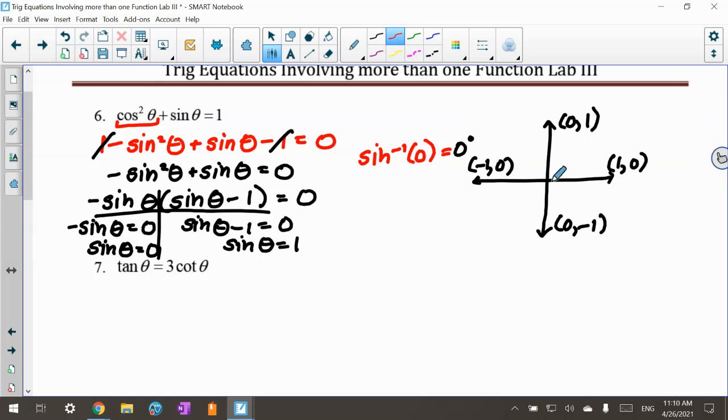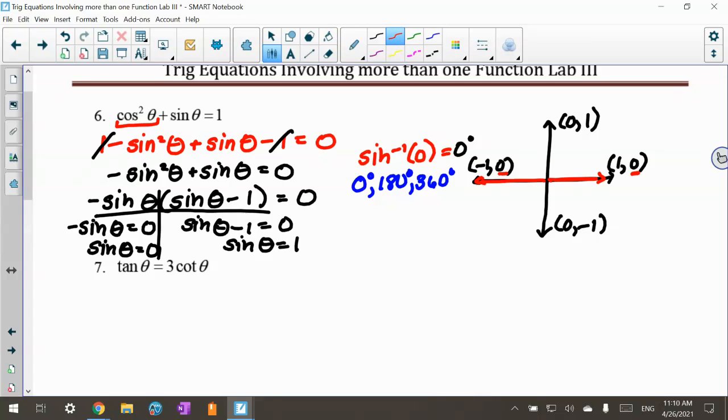But remember, you have 0 degrees. Sine is also 0 over here at 180 and then back over at 360. For this one little piece, I have 0 degrees as an answer, 180 degrees as an answer, and so is 360. 0 and 360 are the same. I just want to let you know that you have to check all the quadrants when you're looking at that.